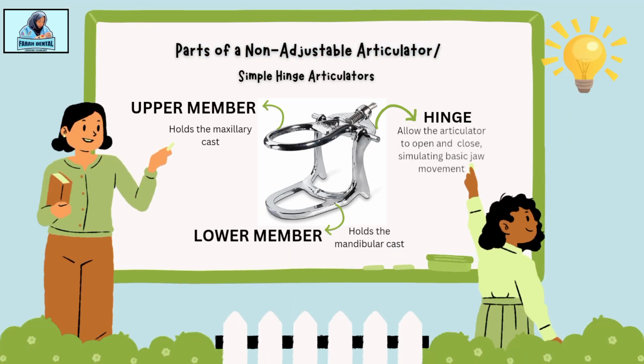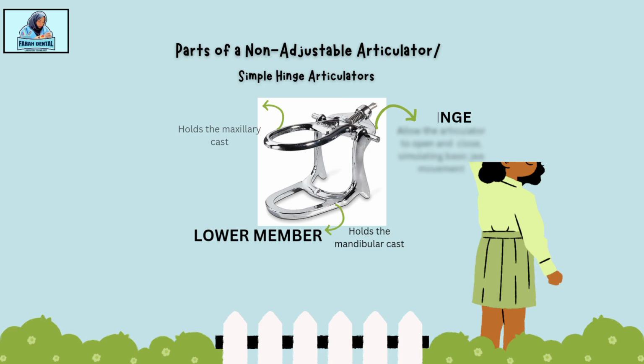The parts of the non-adjustable articulator consist of two members, the upper member and the lower member. The upper member holds the maxillary cast, whereas the lower member holds the mandibular cast. The hinge allows the articulator to open and close, simulating basic jaw movement.